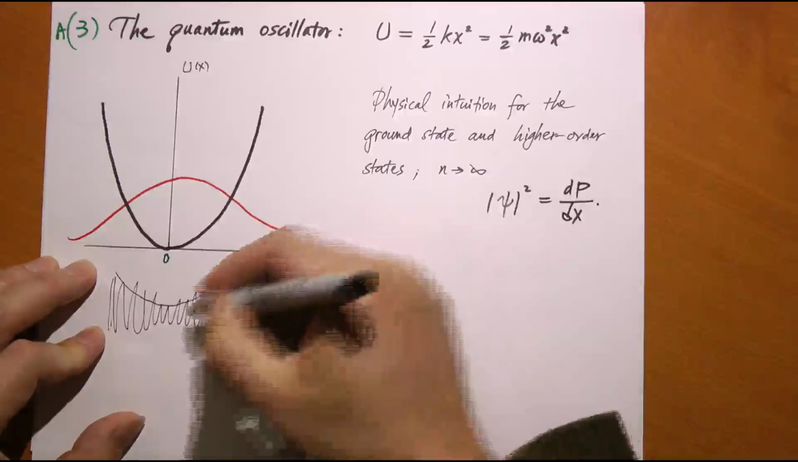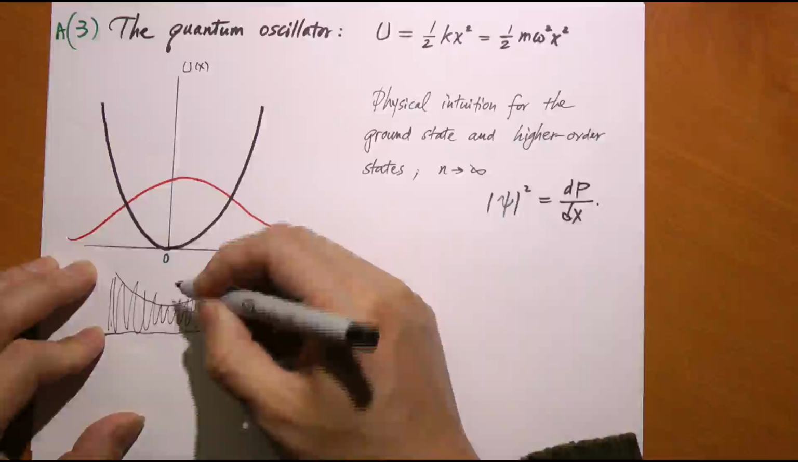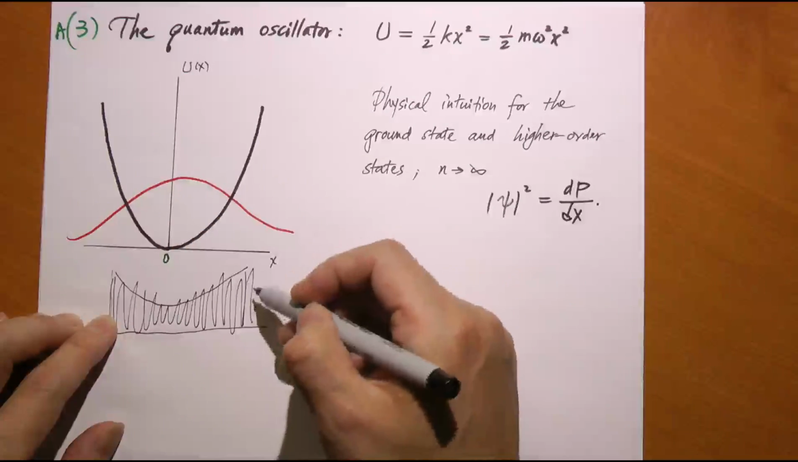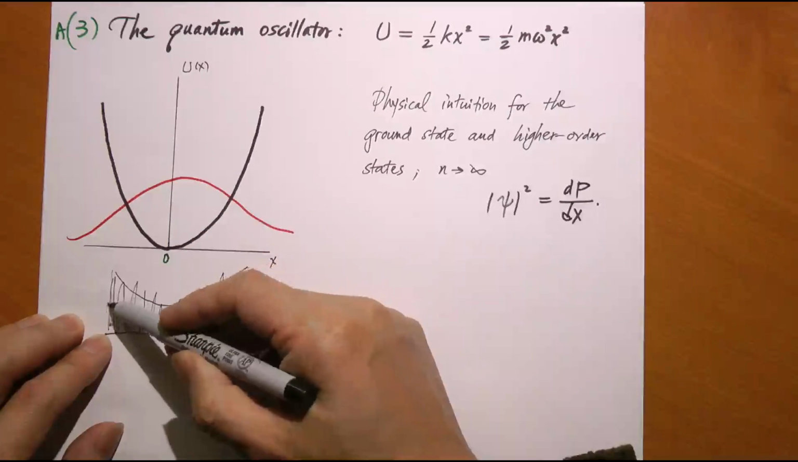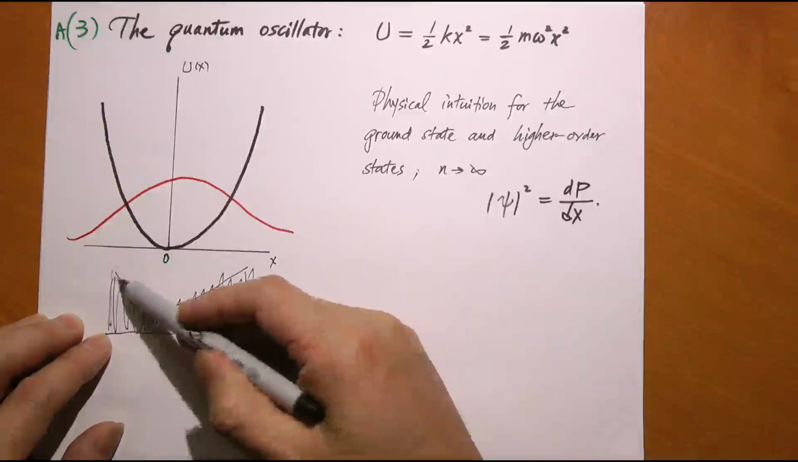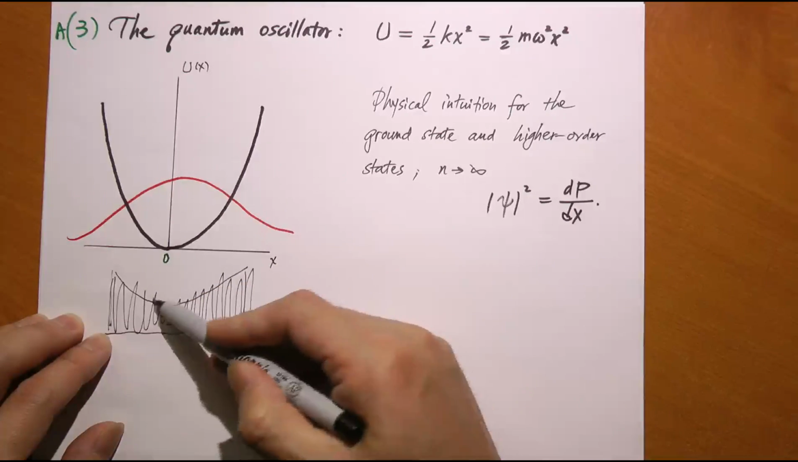Right? There should be a smooth profile. And why does it go higher here and higher there again? That's because when the particle slows down near the two classical turning points, there's more chance of finding them. It spends less time in the middle, so it goes down.